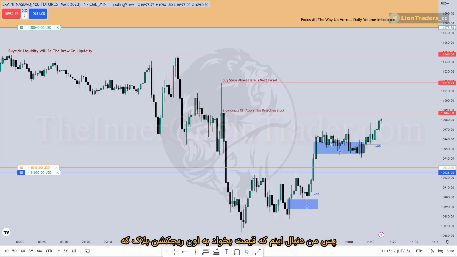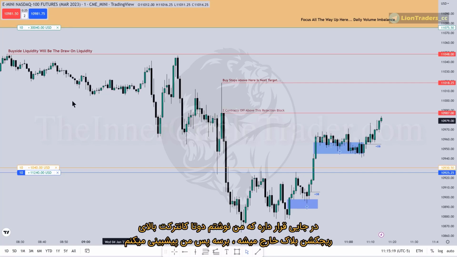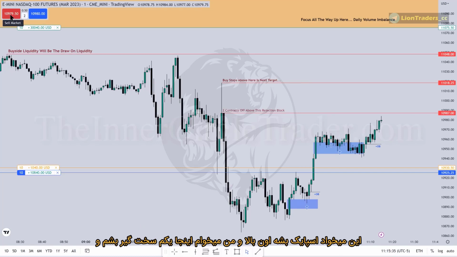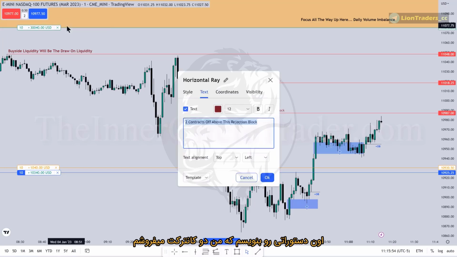So I'm looking for price to reach up into that rejection block, which is where I have annotated 2 contracts will come off above the rejection block. So I'm anticipating it's going to spike up in there, and I'm going to get a little overzealous here and type out the very instructions that I'm selling 2 contracts.